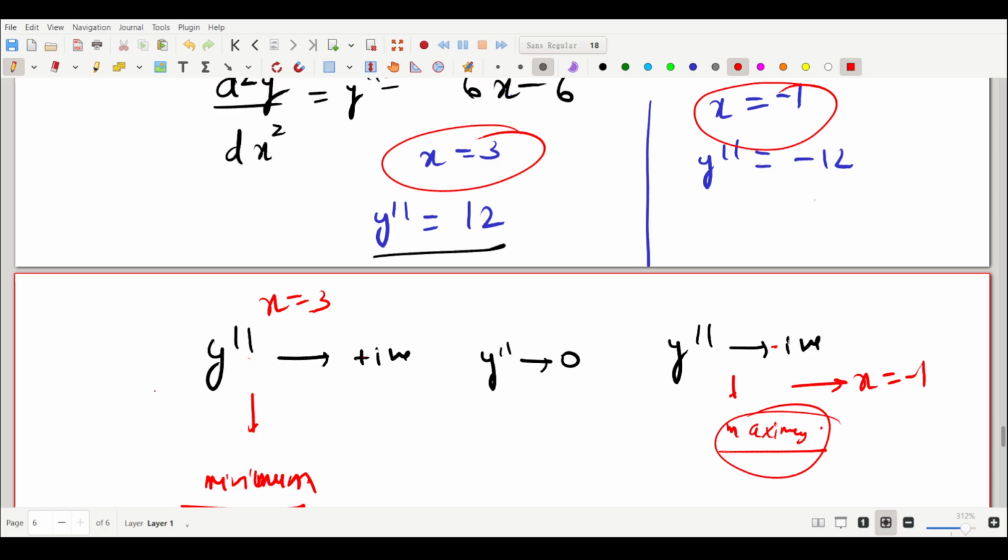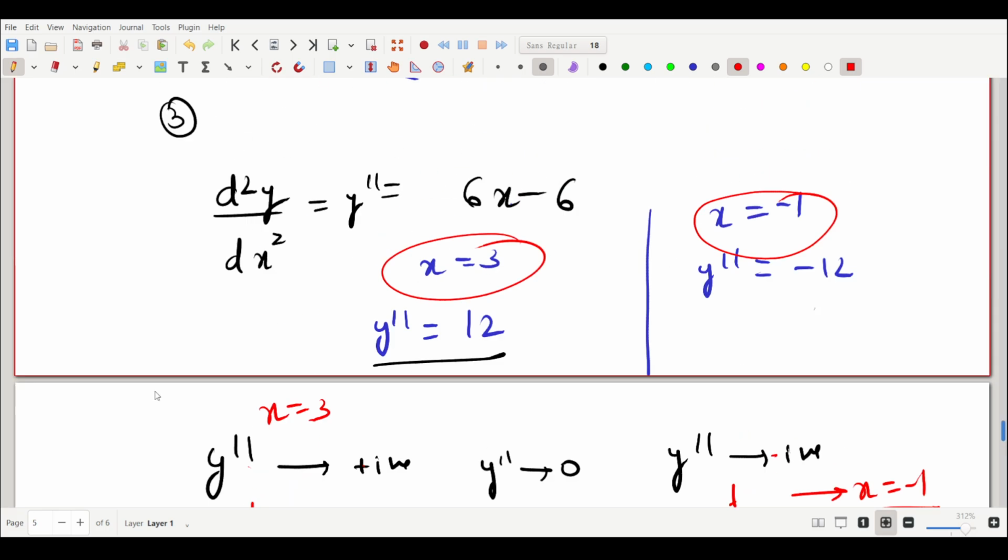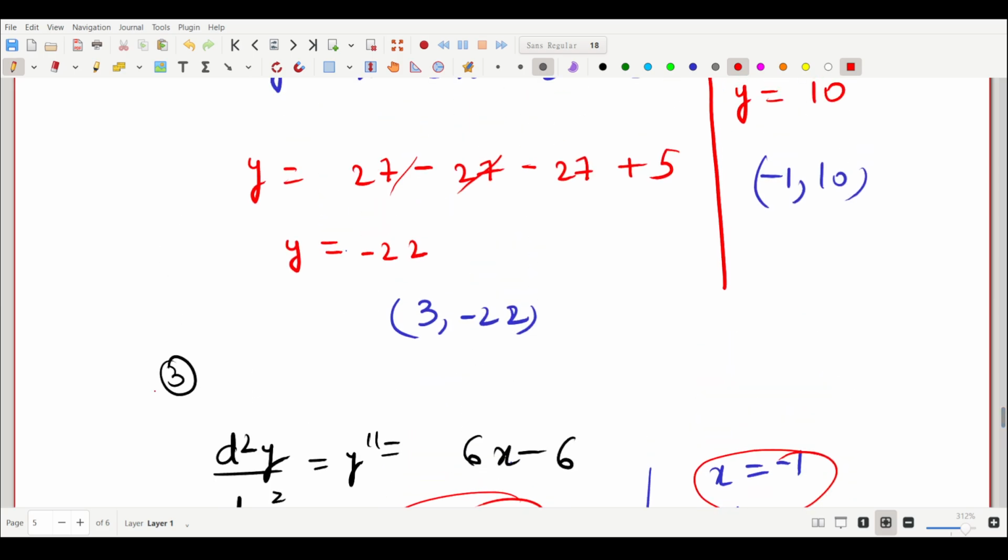This is how we solve them. We can also check it out. I'm telling you, at minus 1 it will always give you the maximum value, at plus 3 it will give you the minimum value. We have already found the values. At 3 the value of y is minus 22, at minus 1 the value of y is 10. 10 is the maximum value. You will never get a value of the given equation greater than 10. Minus 22 is the minimum value. You can never get a value lesser than that for y.